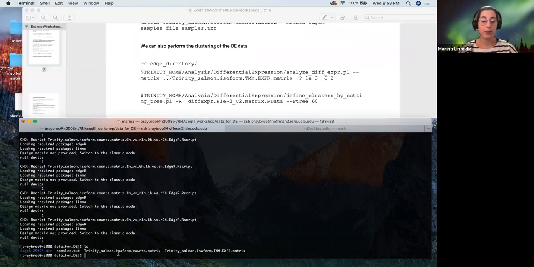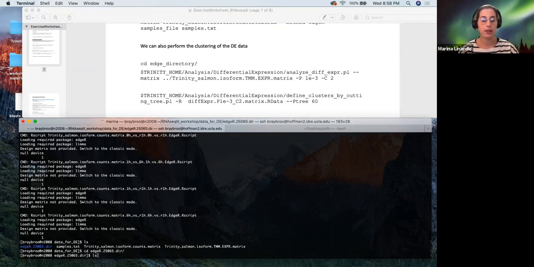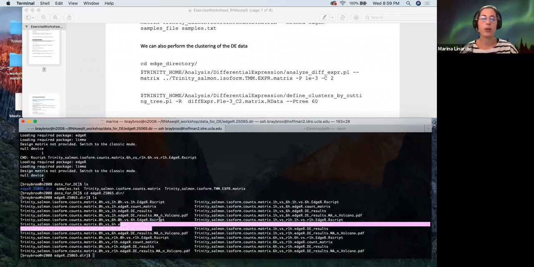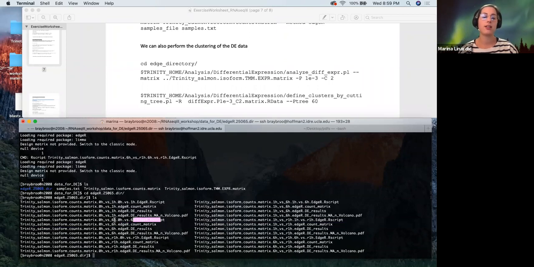ls. We have a directory created here called edgeR and some numbers. We need to go inside the directory. And we have a lot of different files. We have the differential expression results for each of them. We have the volcano plots. We have the count matrix. We have the R script that ran this. So really a lot of information.